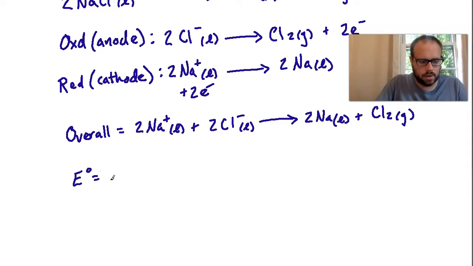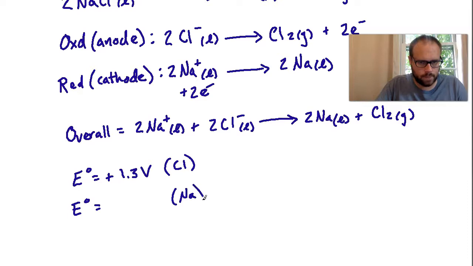All right, so if you consult a table, you can find that the half reaction for the Cl2 with the Cl- is going to be plus 1.3 volts, and then the value for the half cell for the sodium, so let's just mark down here, this is the chlorine, this is the sodium. This half cell is going to be negative 2.7 volts. So again, the cathode, which is going to come first, was the sodium.